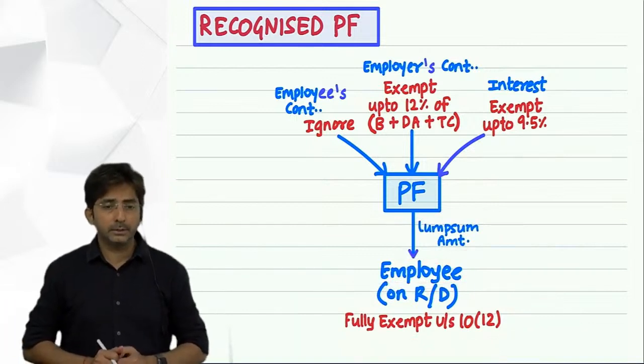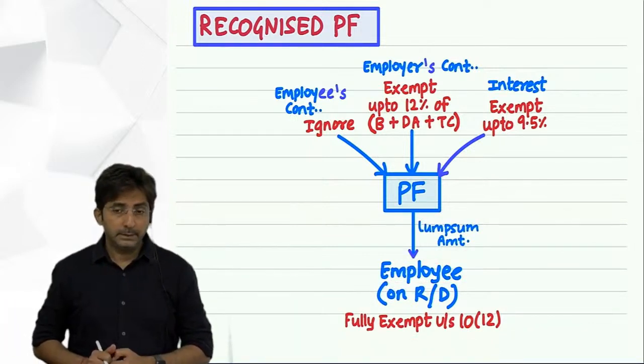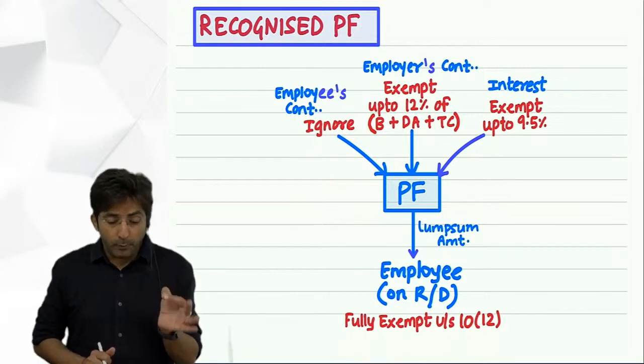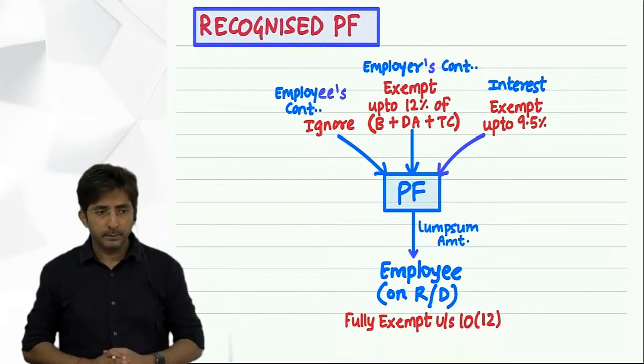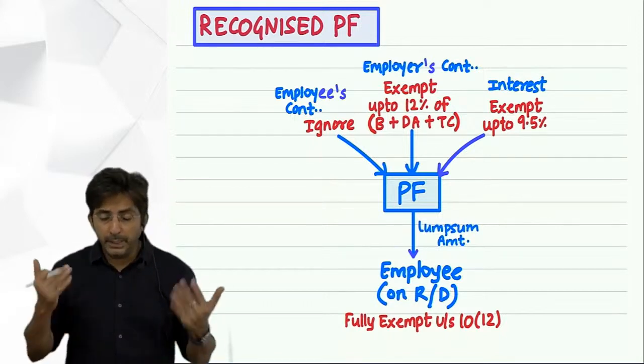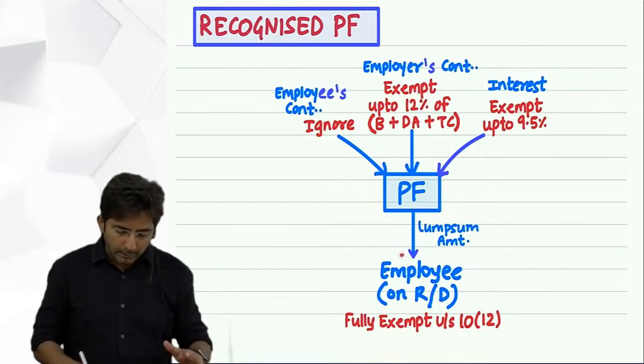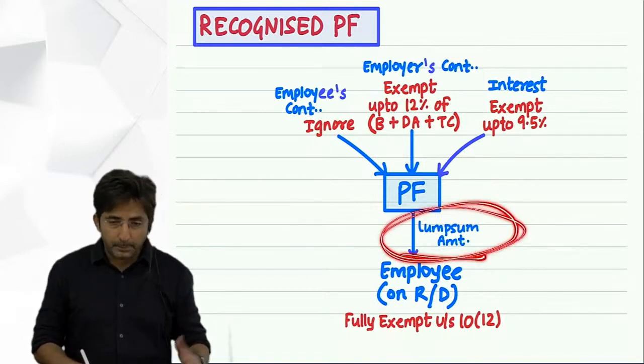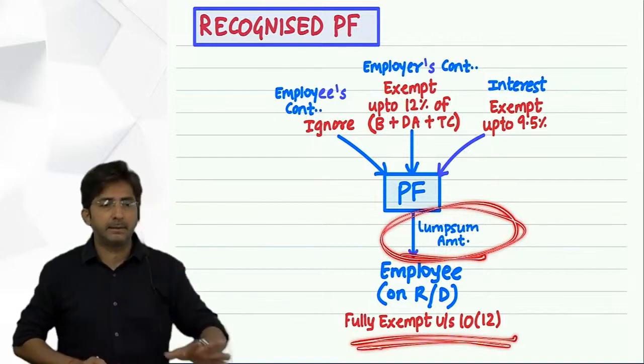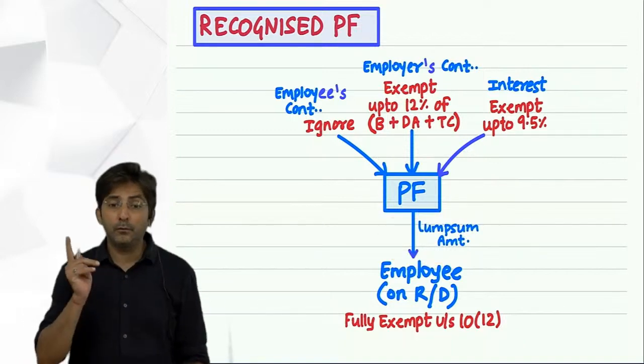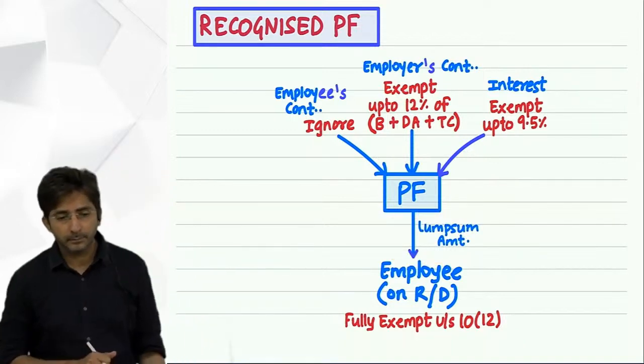What is the logic of this? It means the law is expecting you to serve for minimum 5 years. If you have rendered service of minimum 5 years, then whatever lump sum amount you get on retirement or death, it will be completely exempt, provided you have worked for minimum 5 years.